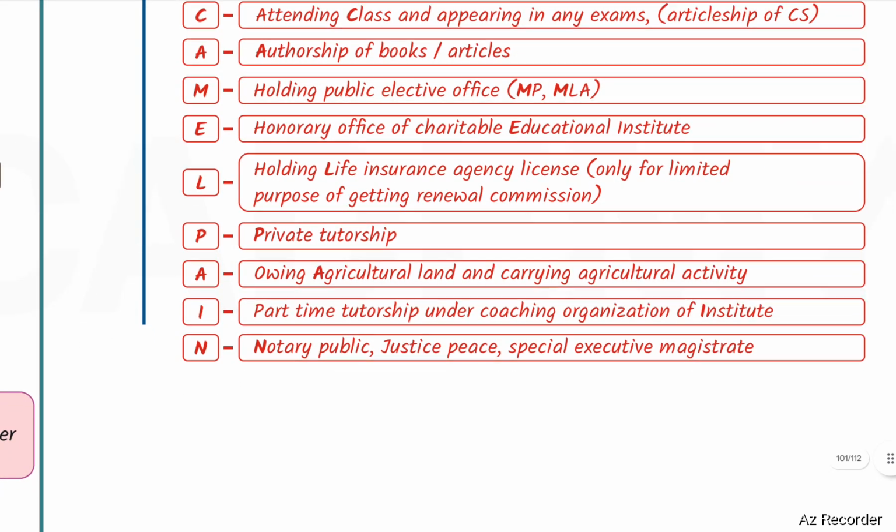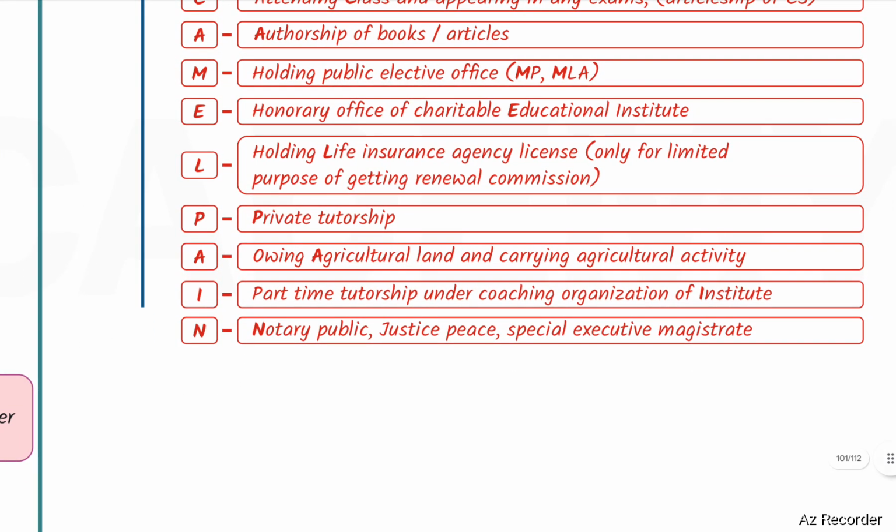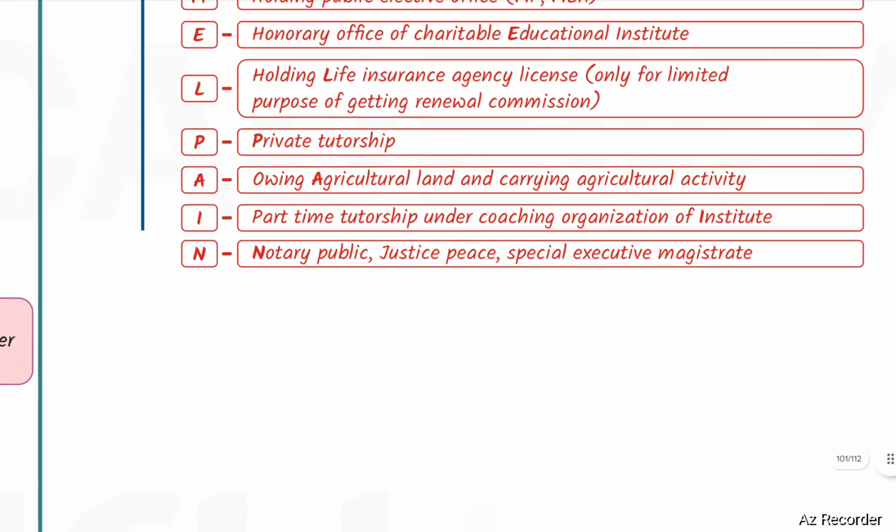A. Authorship of books or articles. M. Holding public elective office, MP, MLA. E. Honorary office of a charitable educational institution. L. Holding a life insurance agency license only for the limited purpose of getting renewal commission. P.